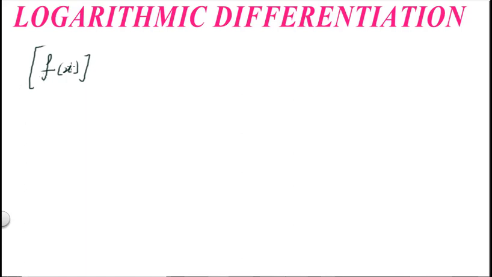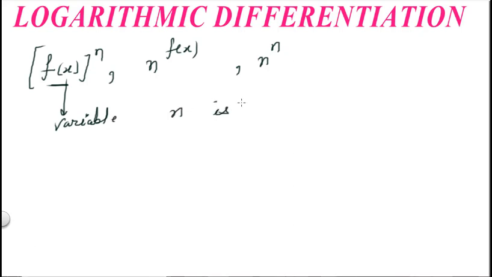We have learned the whole power, or let n to the power f of x, or I say n to the power n, where f of x is a function, x is your variable, and n was the power, or n is a constant number. n is a constant number. Correct. So we have actually differentiated all these kinds of functions.